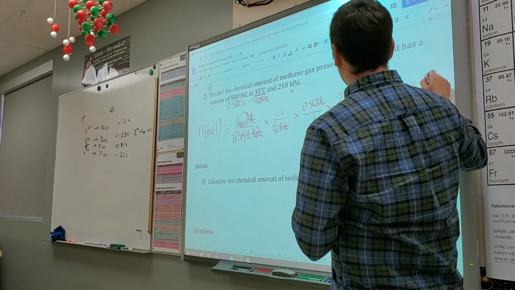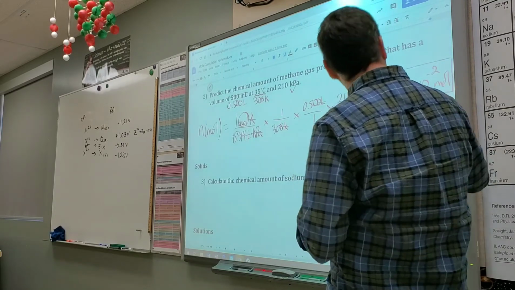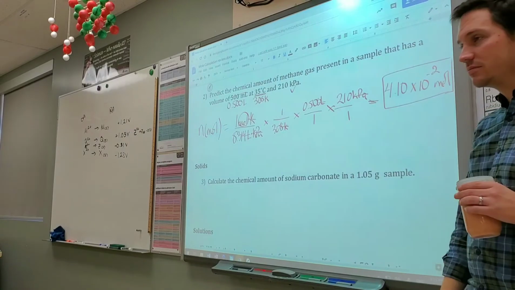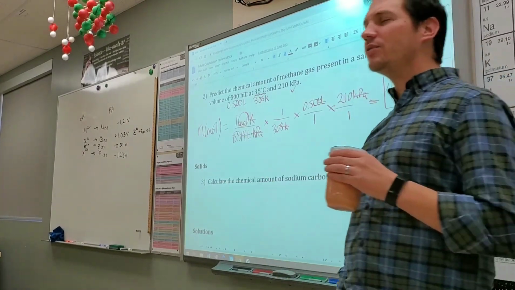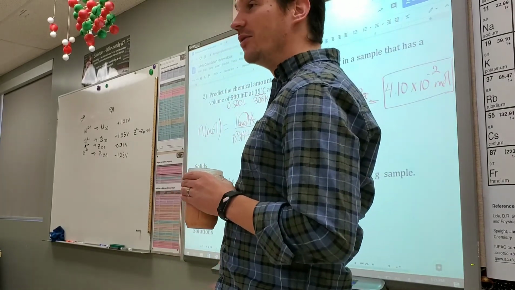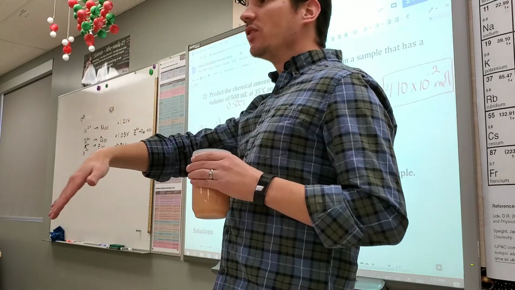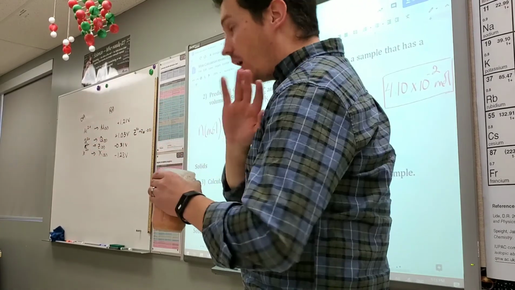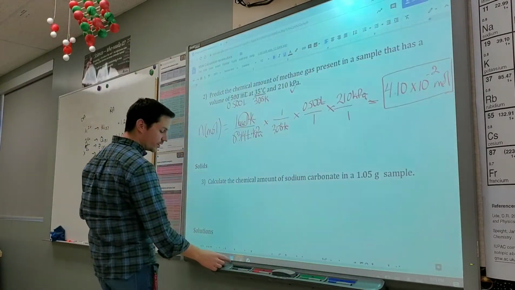4.10 times 10 to the negative 2 moles. Yes. Are we happy with that? Yeah? Happy? Boom. You know how to do gas stoichiometry. That's it? Well, no. But with that, and with everything we've learned so far, this should be super easy for us to be able to perform gas stoichiometry.